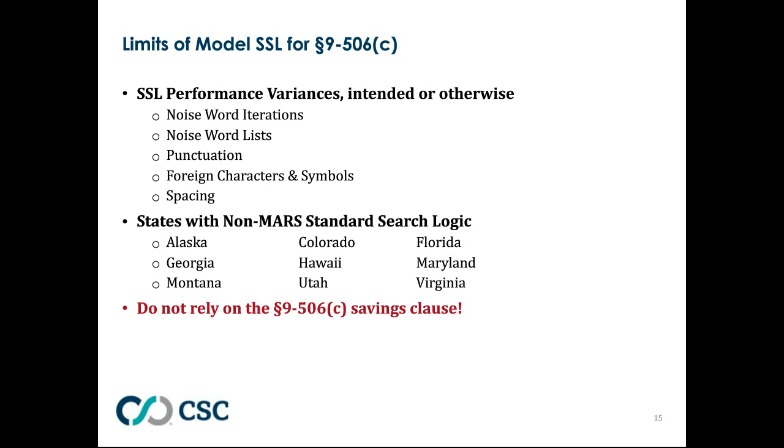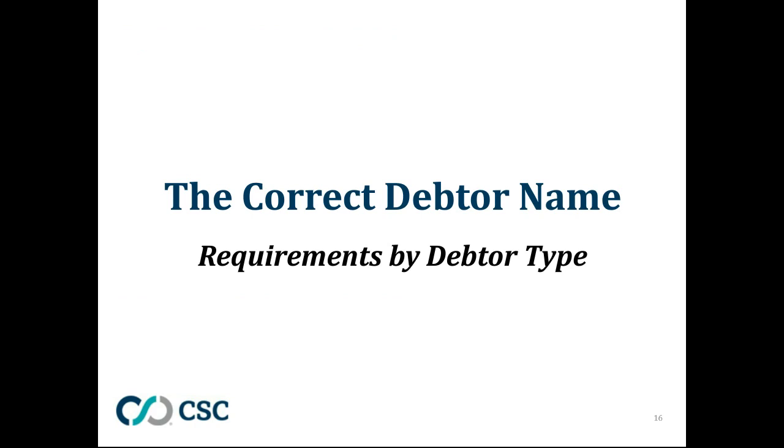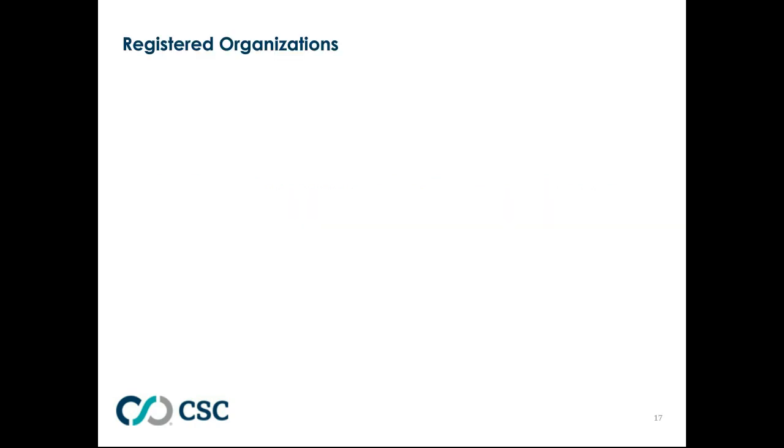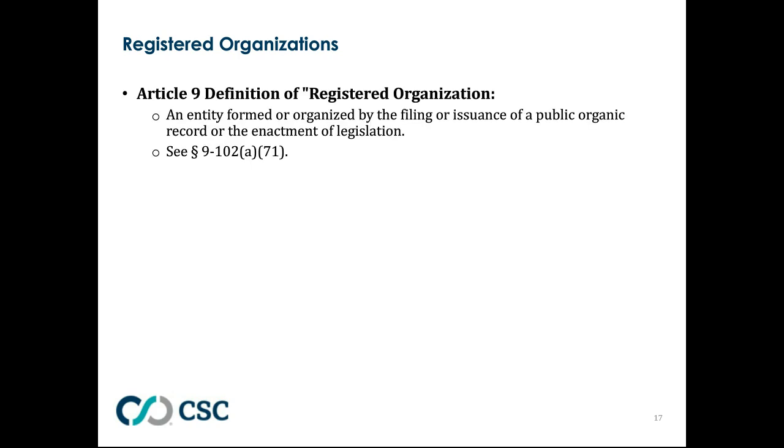Bottom line is, when it comes to deviations in a debtor name, never ever rely on the standard search logic to save an otherwise insufficient debtor name. It's a very risky proposition because you simply can't rely on search logic. It's too iffy. So bottom line, if there's an error in the debtor name, it should be fixed as early as possible. Now I want to move on and talk about the correct debtor name by type. And we'll begin with the most common type of debtor in a commercial transaction, the registered organization.